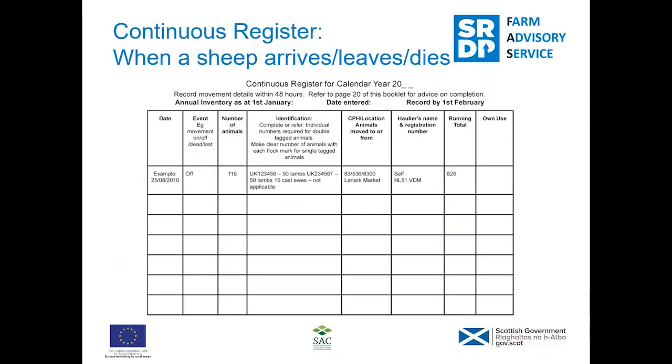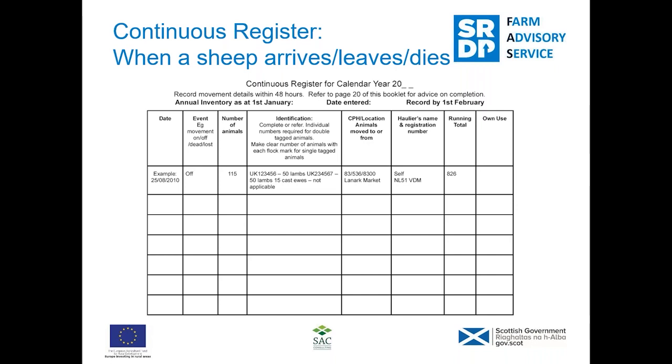So you have the option to complete a continuous register, and this way you're maintaining an accurate register of what exactly you have on each holding, as well as meeting the requirement to record on and off movements. Although doing it this way is optional, maintaining a running total and updating it keeps the records up to date and makes the annual inventory submission more straightforward. You can also run the deaths and on-off movements separately.